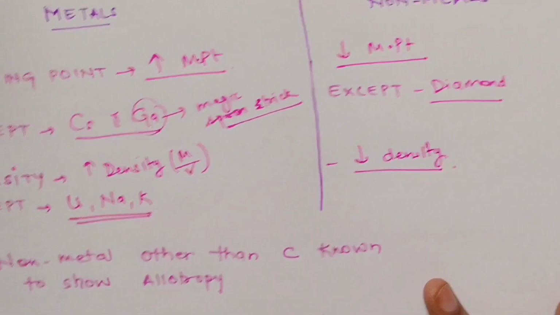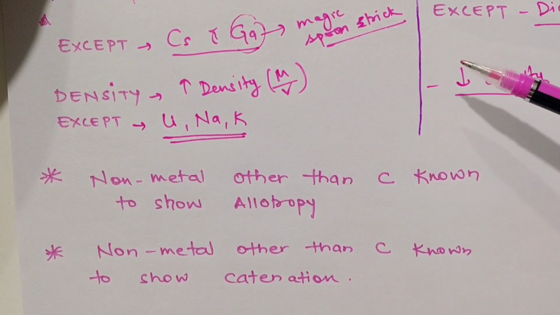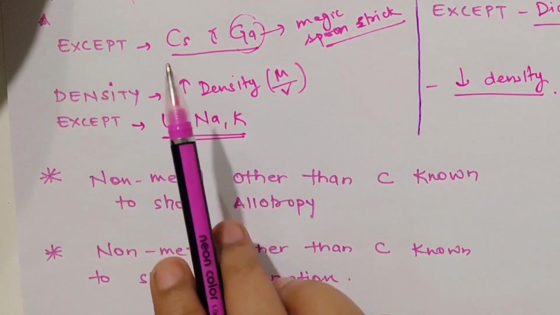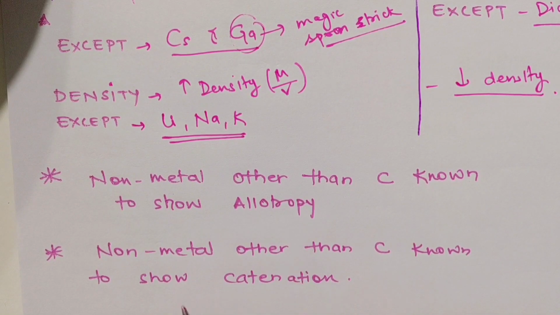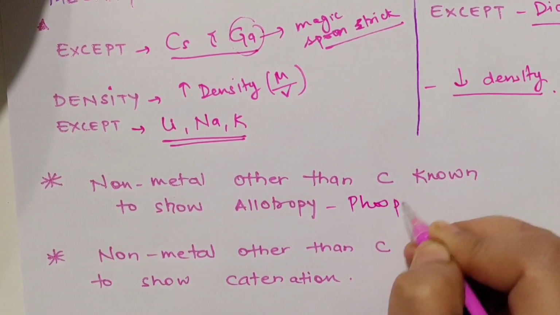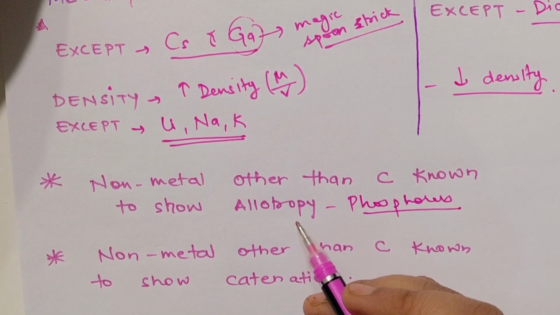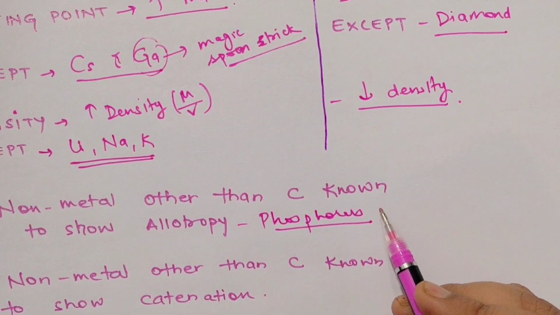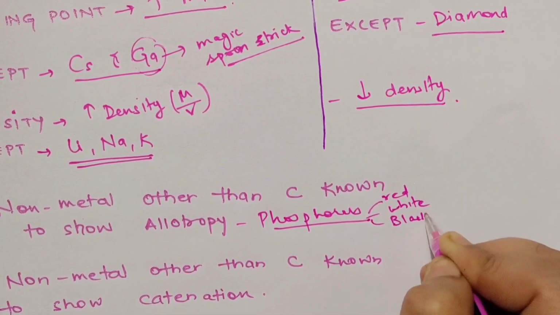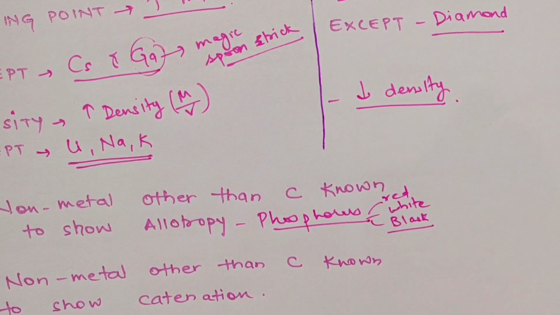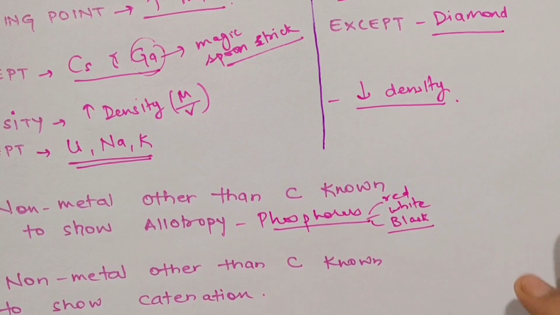Now, if questions are directly asked from the exceptions and properties, I hope you'll be able to answer. But there are some questions which are not directly taken here. Let's see. Non-metals other than carbon which are known to show allotropy: it's phosphorus. Allotropes of carbon are graphite, diamond, and Buckminster fullerene. Allotropes of phosphorus are red, white, and even black. These are the three kinds of phosphorus. They have different structures, as in bonding is different, but the element is very much phosphorus.